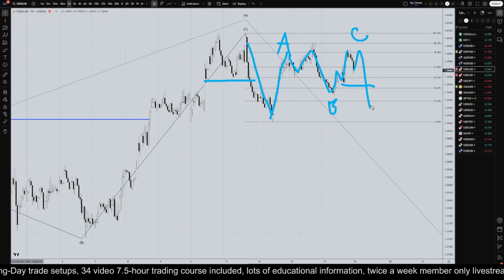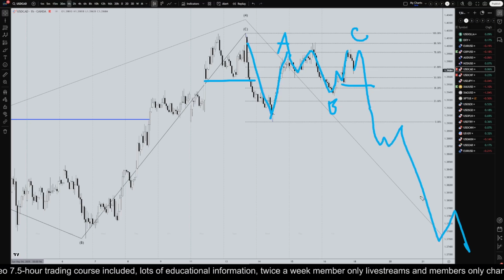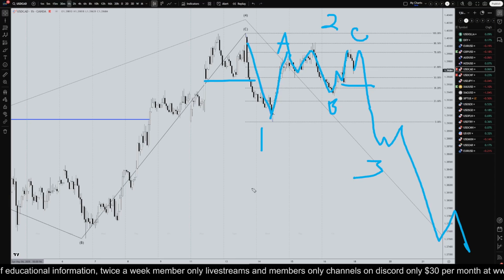What exactly it's going to do on the 1 hour time frame, I don't really care. I just think there's a very good likelihood it is going to make a lower high, and this is going to be a wave one, a wave two, and eventually go down for a wave three.